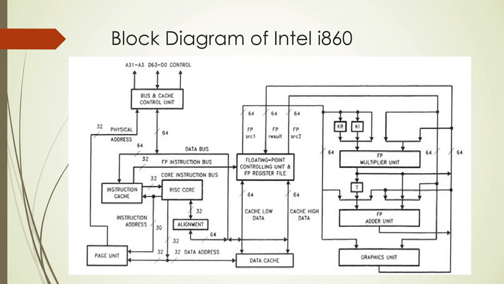Now we will discuss the block diagram of the Intel i860. My dear students, you will observe an alternative question: write short notes or explain the block diagram of Intel i860. So this is the block diagram of Intel i860. Here you will find that it is a 64-bit processor.